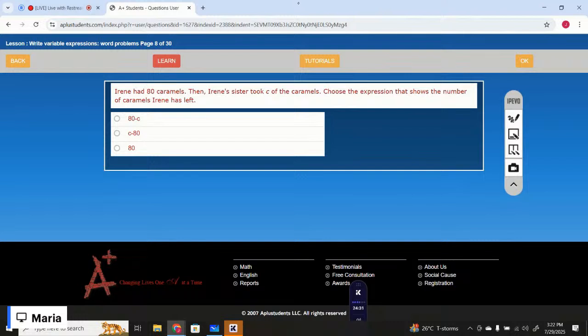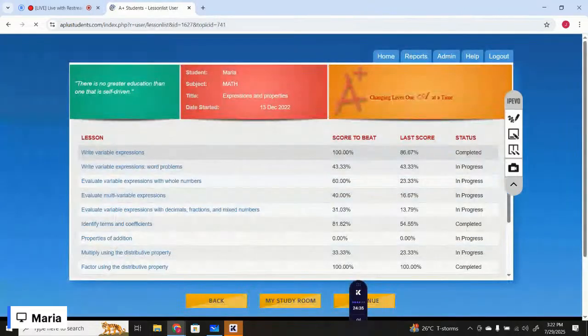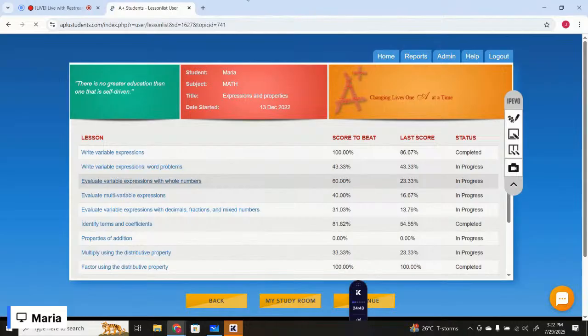Okay, you can complete the lesson by yourself later today. Let me just move on to the next lesson. The next lesson is evaluate variable expressions with whole numbers.